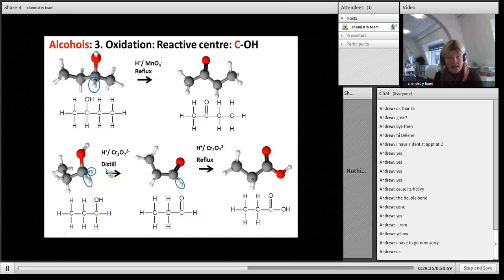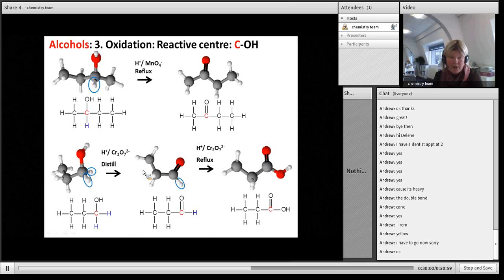So while it's happening, my aldehyde, which has a lower boiling point because it doesn't have the hydrogen bonding that the alcohol has, I can boil it off, I can distill it off while the alcohol still stays behind, any unreacted alcohol, and gets oxidized to the aldehyde.